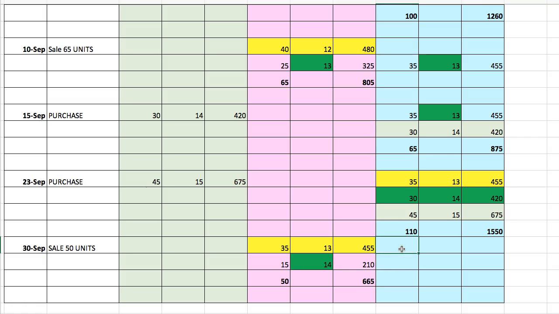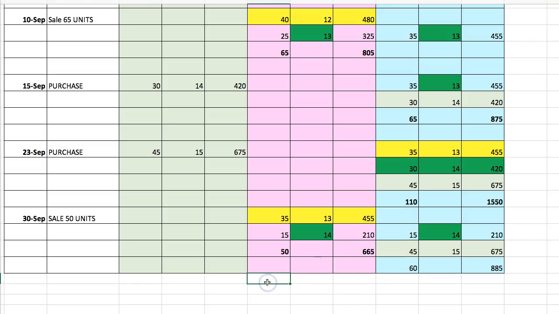Now we can find our ending balance. All of this is sold. Some of this is sold. We had 30. We've sold 15. This means 15 is left of these $14 items. Calculate how much that is. And all of this is still available. None of that has been sold. So finally, we can add up to find our ending balance. We have 60 units left in ending balance, and that's $885.